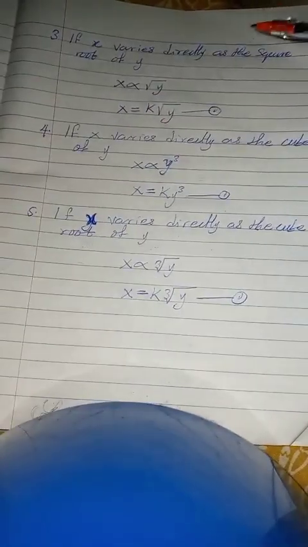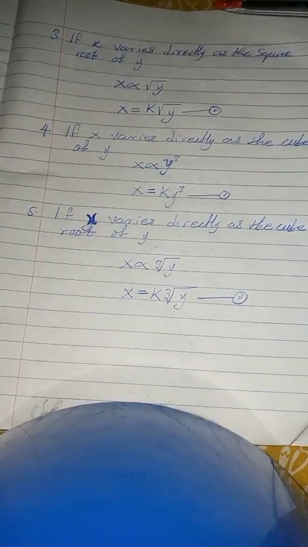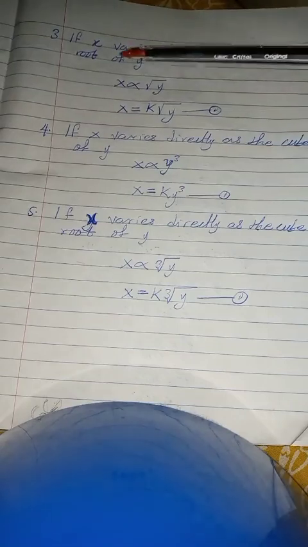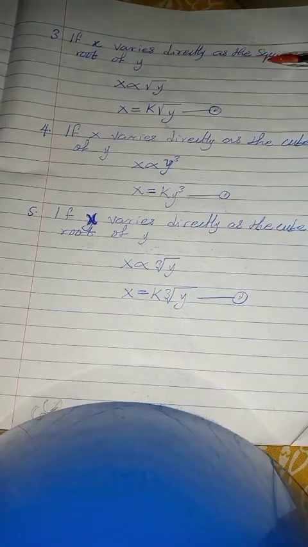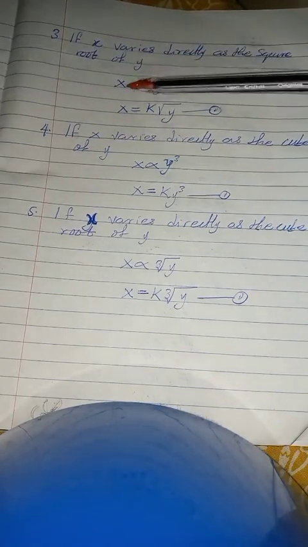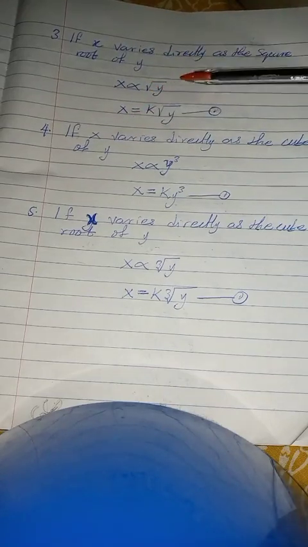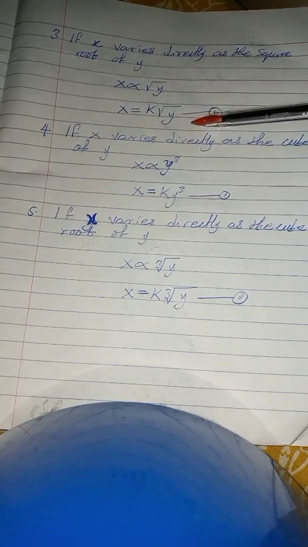Okay. Now, looking at the third statement, you have if x varies directly as the square root of y. So this time around, we have the square root of y. So you have x varies as the square root of y, and this gives us x equal to k root of y.